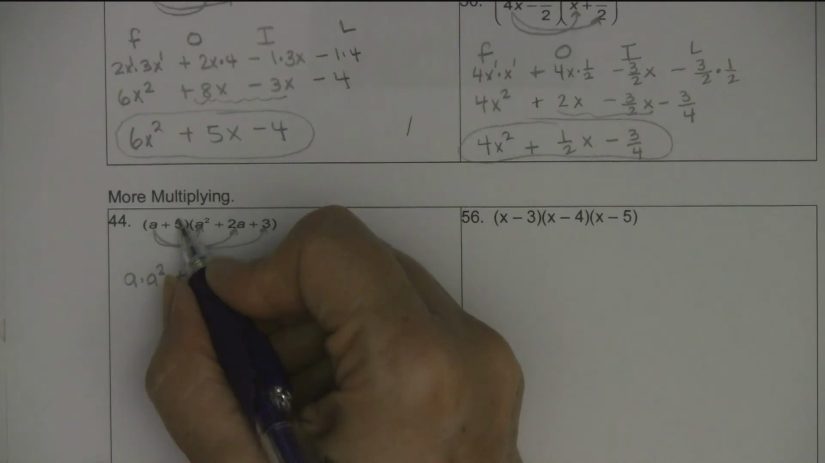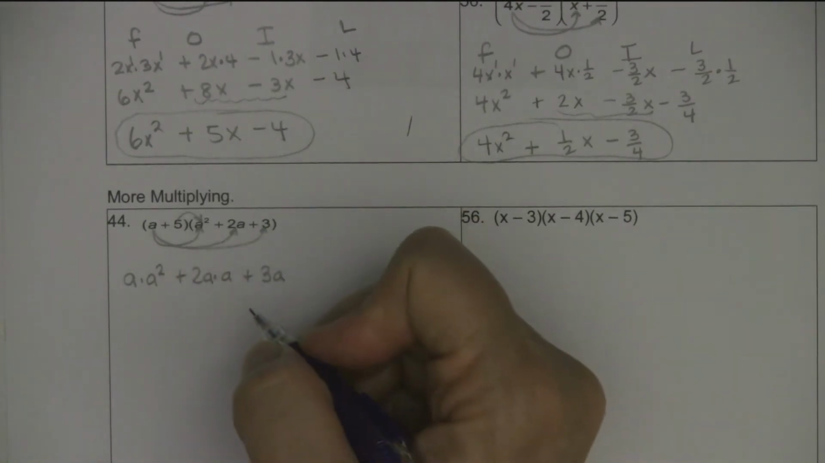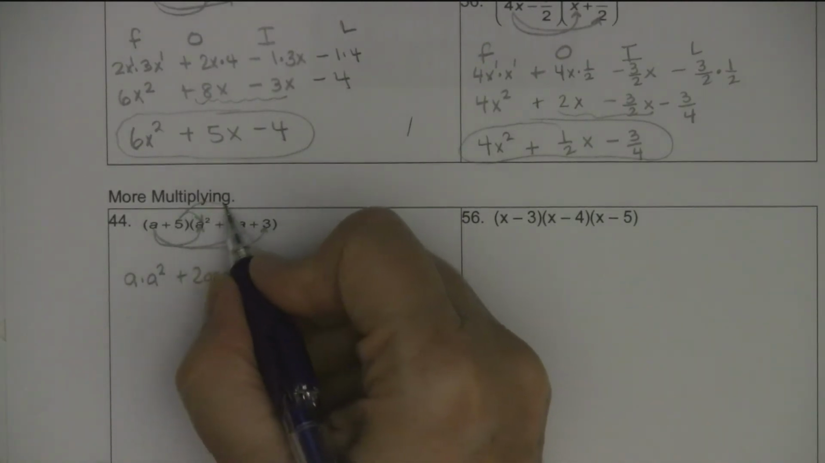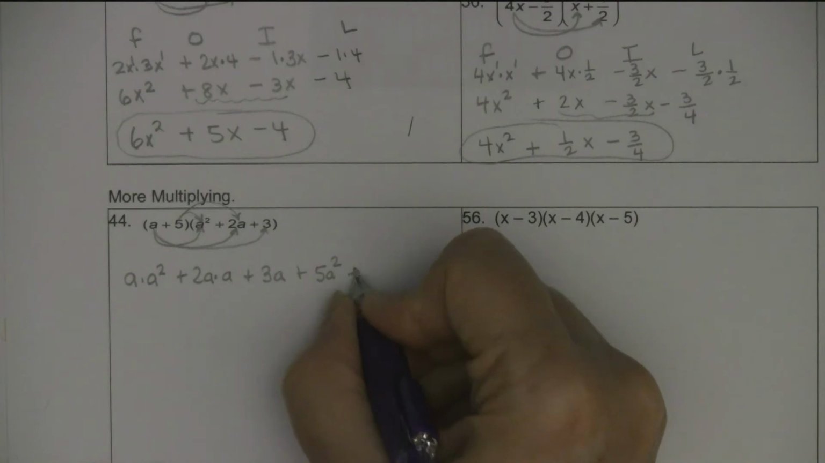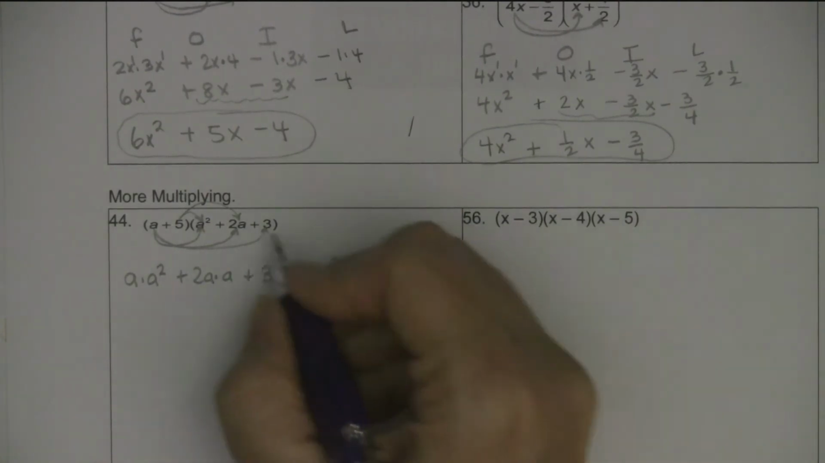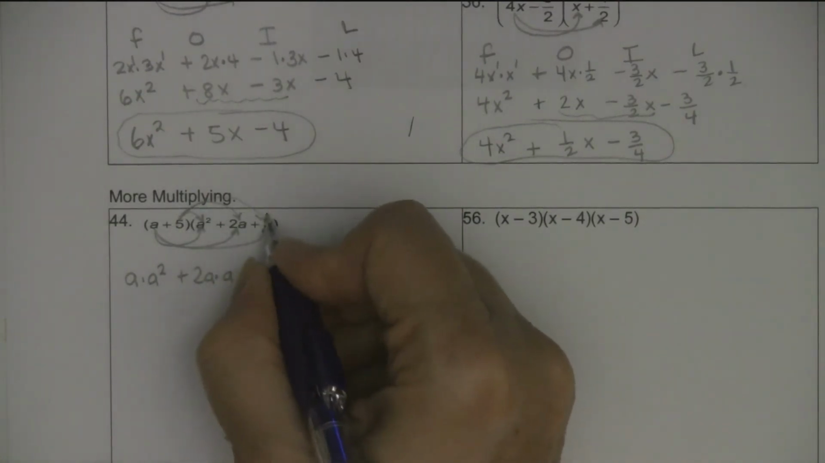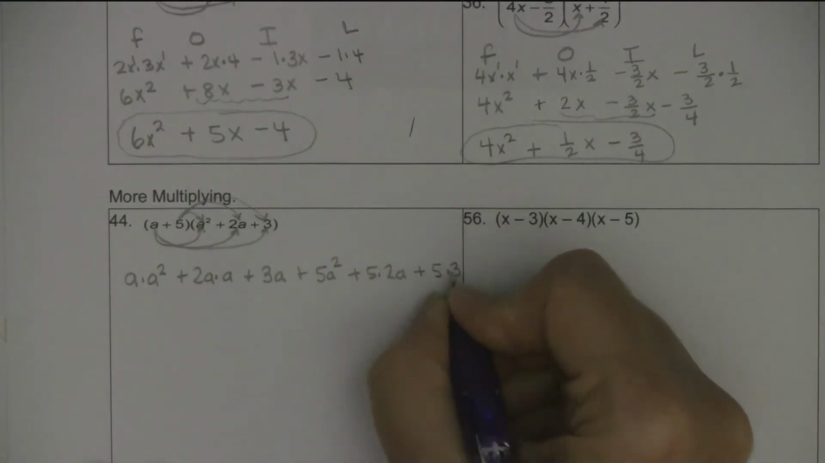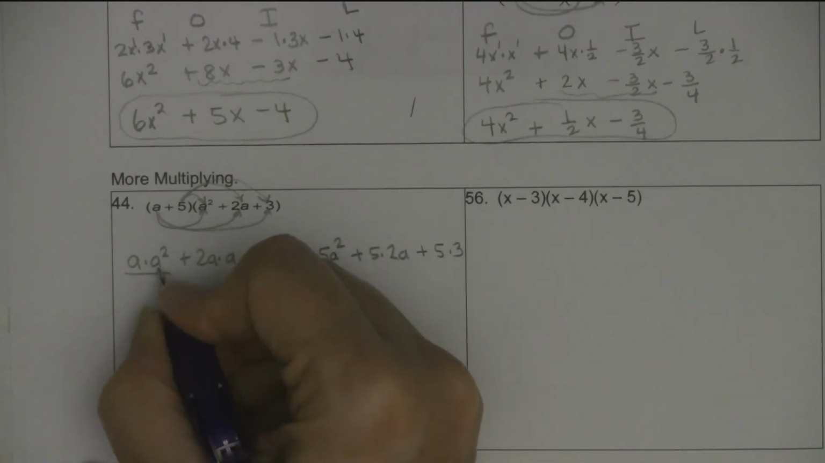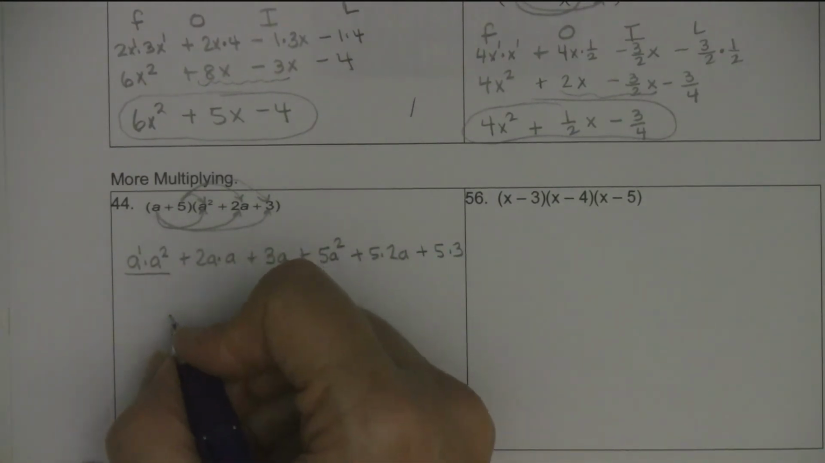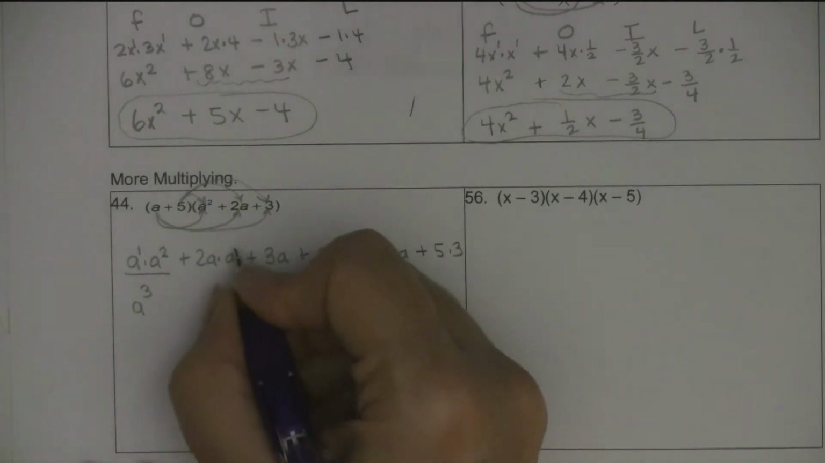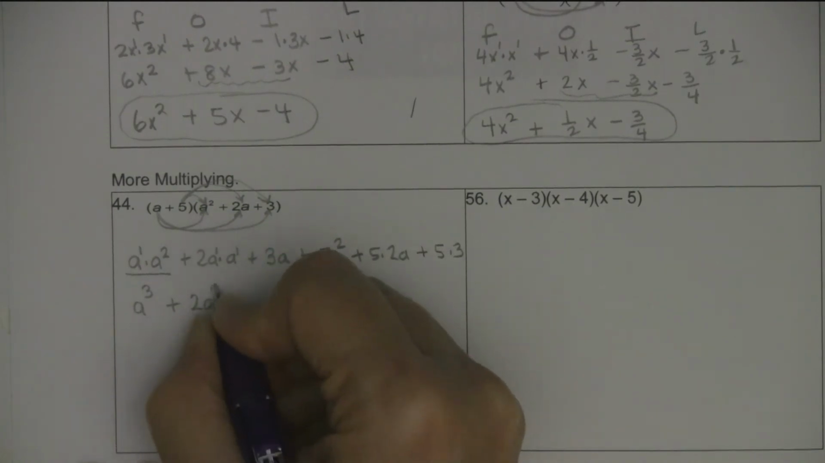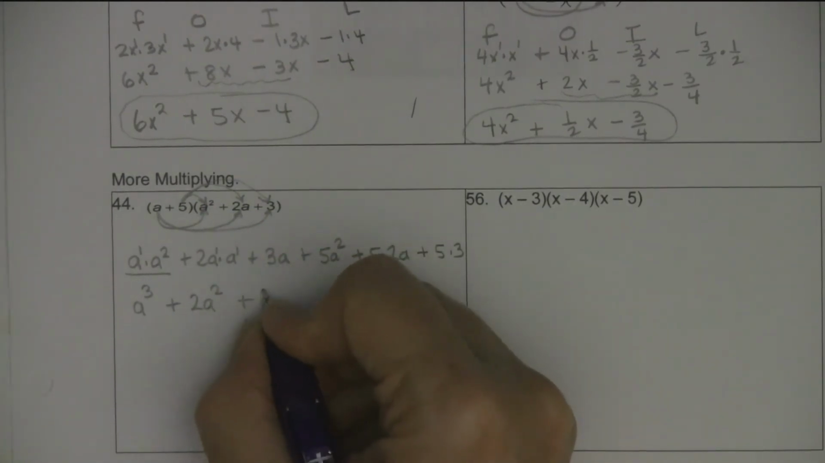And then I'm going to go on the inside, and I'm going to multiply those together, and I'm going to get plus 5 times a squared. And here I'm going to get plus 5 times 2a, and I'm writing what I'm thinking, and then I'm going to go back and clean it up, plus 5 times 3. So here, by the product rule, you add the exponents, a to the third. Here, this is a to the 1 and a to the 1, so by the product rule is 2a to the second. This is just 3a.